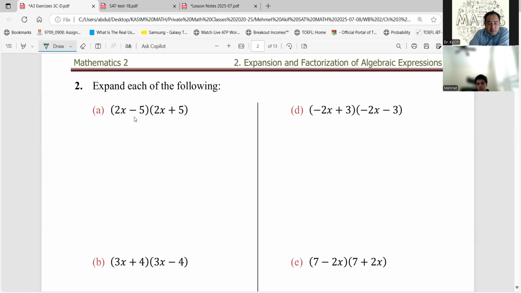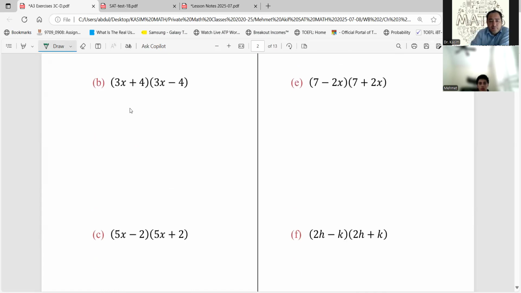Here we have (2x minus 5) times (2x plus 5), so it's in the form of (a minus b) times (a plus b). I can just write a squared, which is 4x squared, minus b squared, that is 25. You can open one by one, but we're learning this so that we can save time and do the questions much faster. Next, part (b): 9x squared minus 16. After this step, we will do the converse, the opposite.